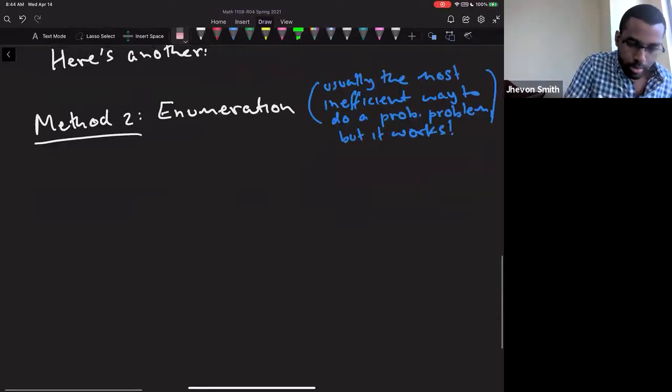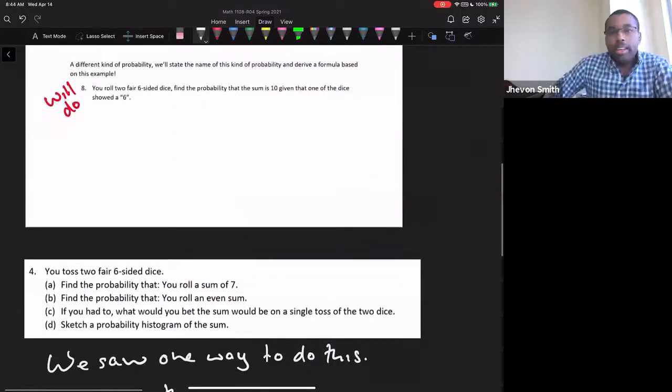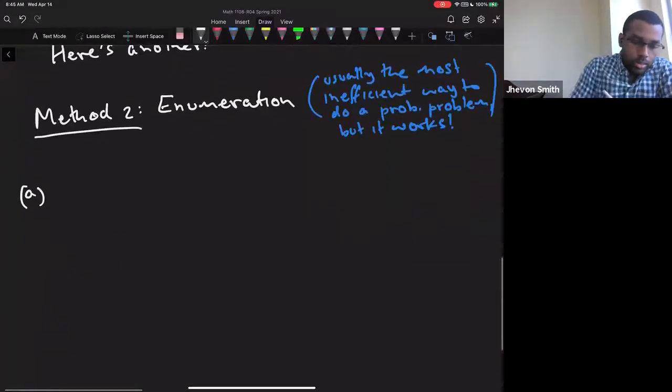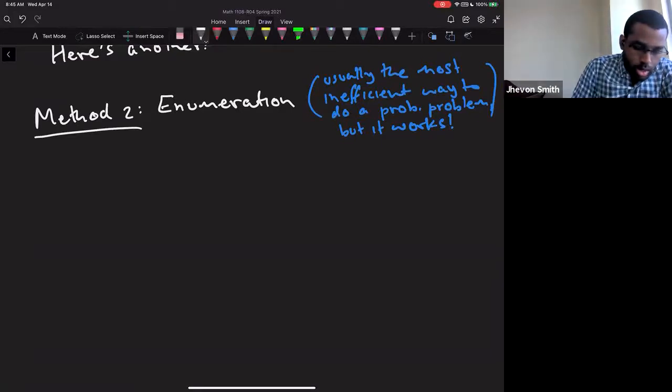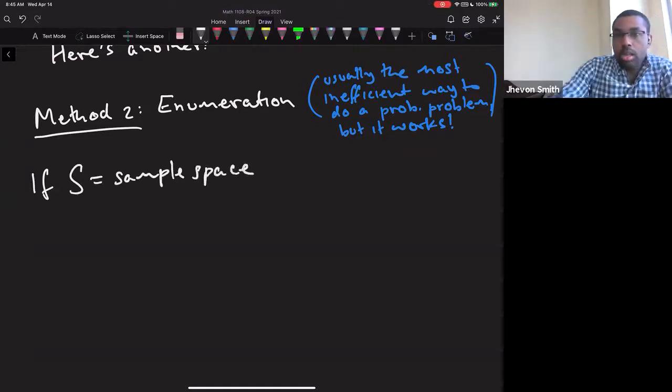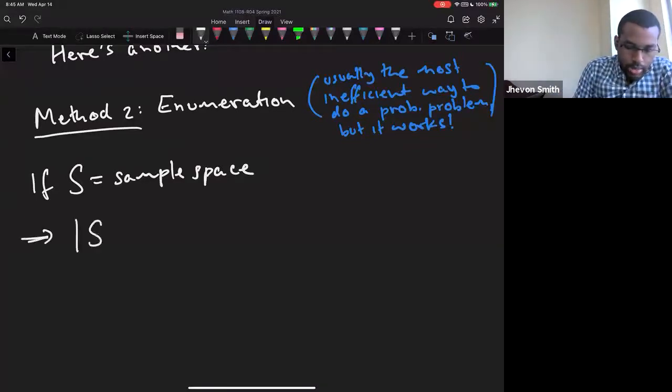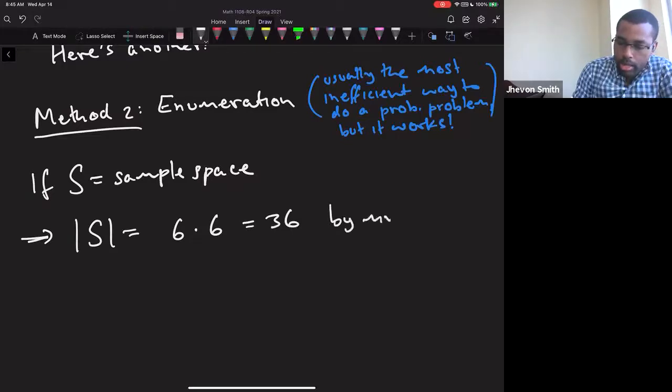So if we look at A, find the probability that you roll a sum of 7. So we already know here, if S is the sample space, then the size of S is going to be 6 times 6 equals 36 by the multiplication rule.